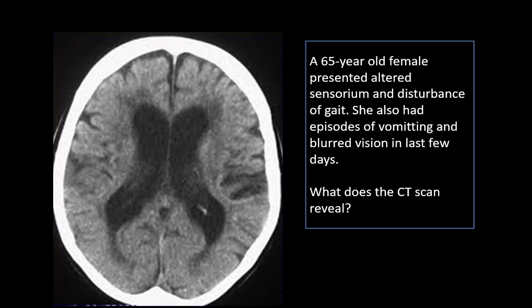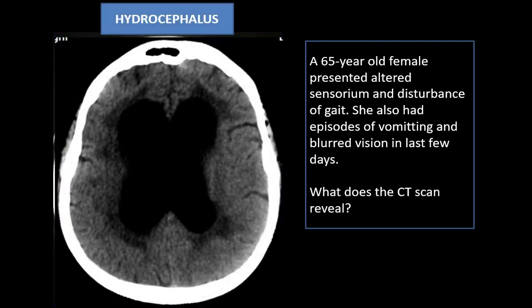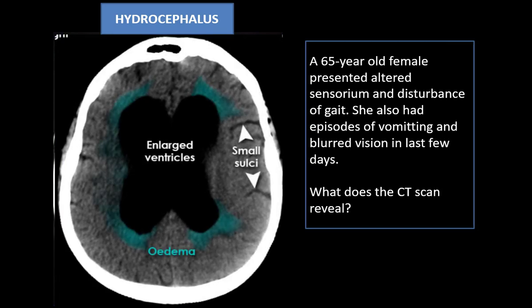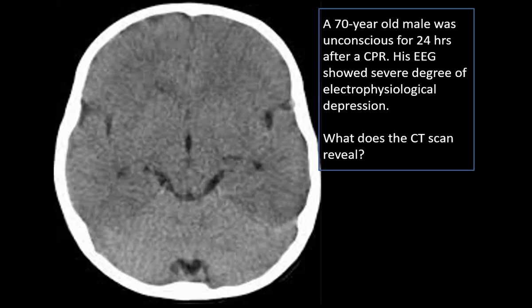A 65-year-old female presented with altered sensorium and disturbance of gait. She also had episodes of vomiting and blurred vision in the last few days. What does the CT reveal? Yeah, it's hydrocephalus. And here you can see a CSF ooze or edema around the ventricles also. So there are enlarged ventricles, and because of the enlargement of the ventricles, the sulci get small. There is edema or periventricular ooze of the CSF.